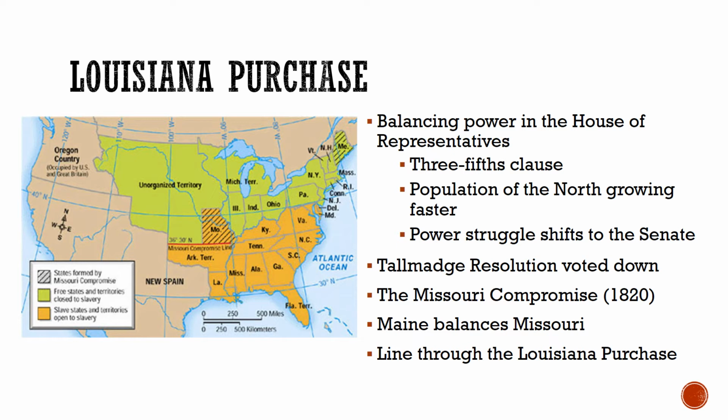Finally, the Missouri Compromise would draw a line through the rest of the Louisiana Purchase where any new states coming in north of that line would automatically be free states. Any states coming in south of that line would be slave states. So take a look at this map and you see that Missouri Compromise line at the southern border of Missouri.